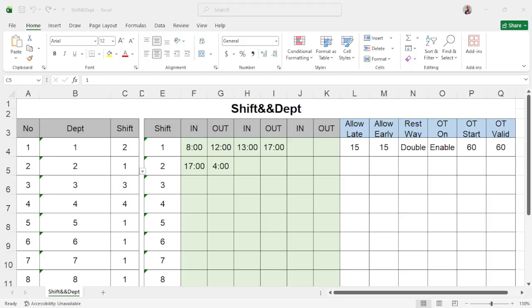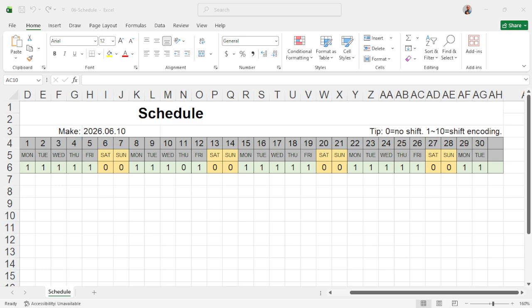So let me just demonstrate this. Rest here is set to double, meaning Saturday and Sunday your workers are supposed to rest. What impact that has on the program is that if you look at the schedule table here, you find that Saturday and Sunday have zeros on them, meaning the workers are not supposed to work on Saturday or Sunday. However, like I said earlier, you are able to modify.